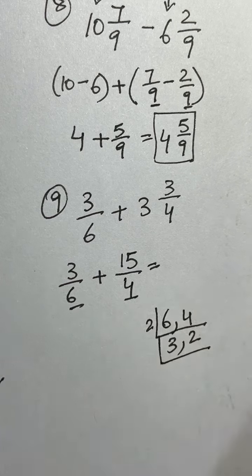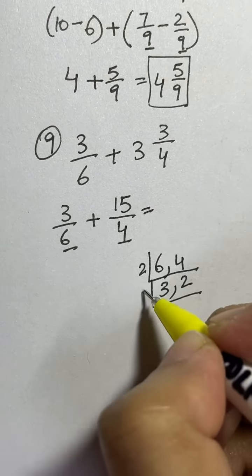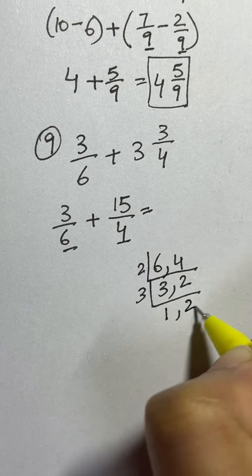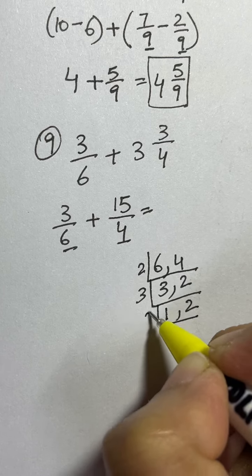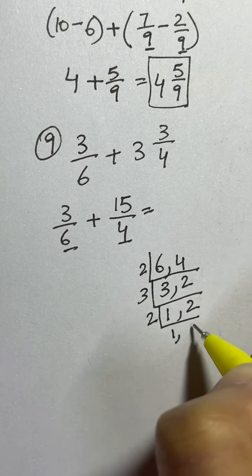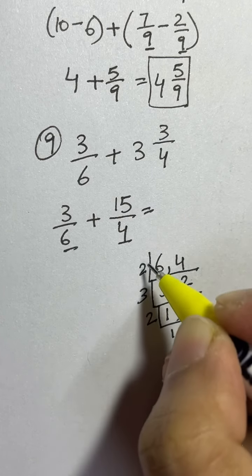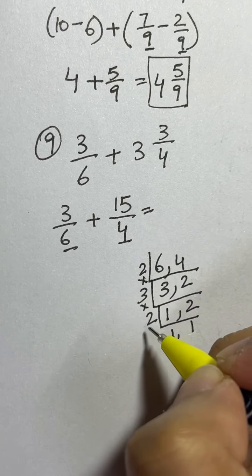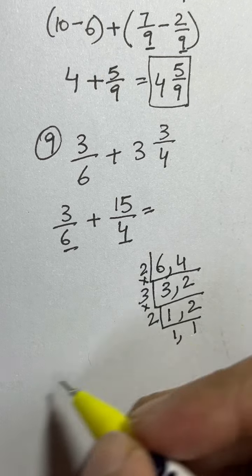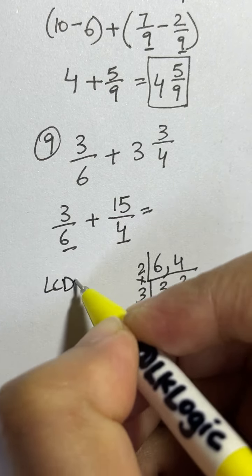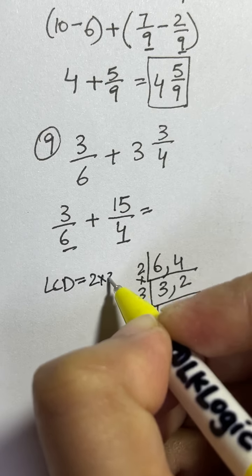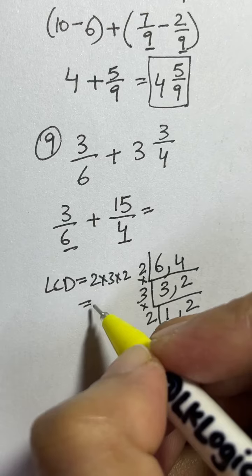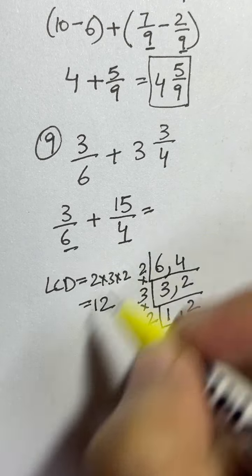That's how it looks. Okay, so you have again a 3. 3 divided by 3 is 1. 2 doesn't go, so let's write it down as it is. Then again take a 2. 2 divided by 2 is 1. So you got all the ones. Multiply all these numbers: 2 times 3 times 2 is your LCM. So your LCD, least common denominator, is 2 times 3 times 2, that's equal to 6 times 2, that's 12. So the least common denominator is 12.